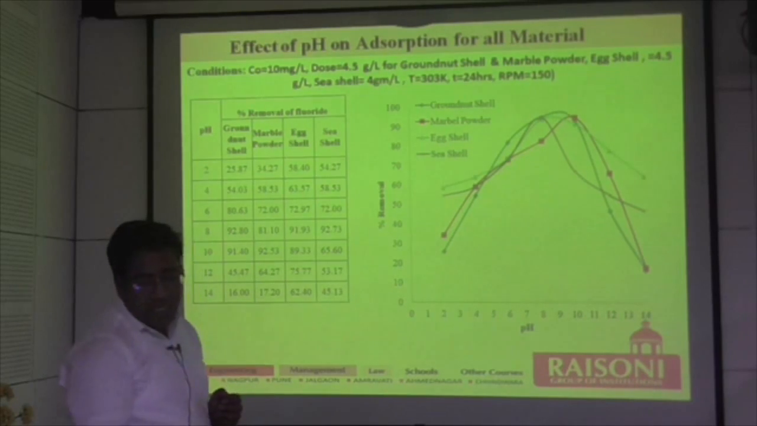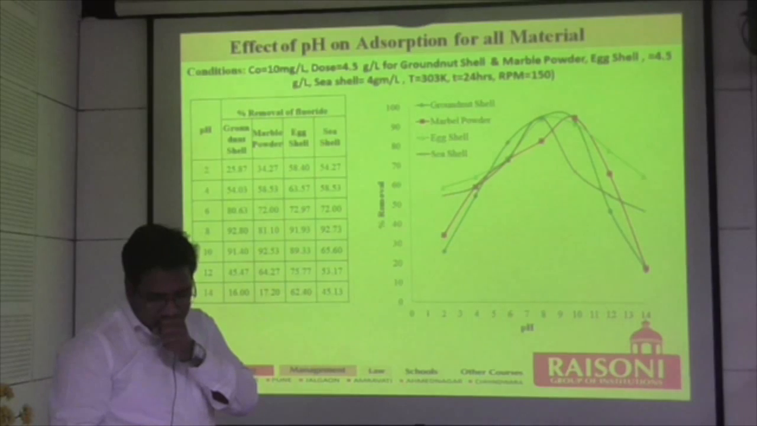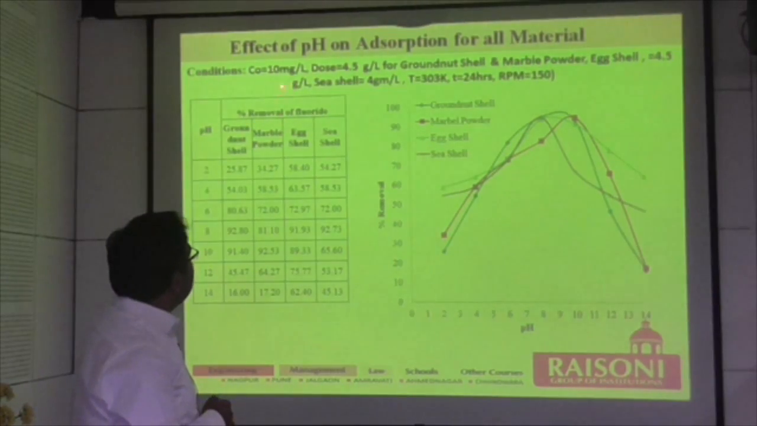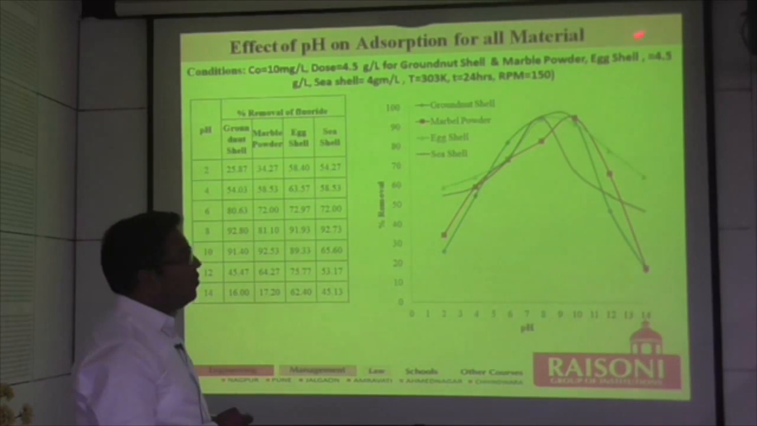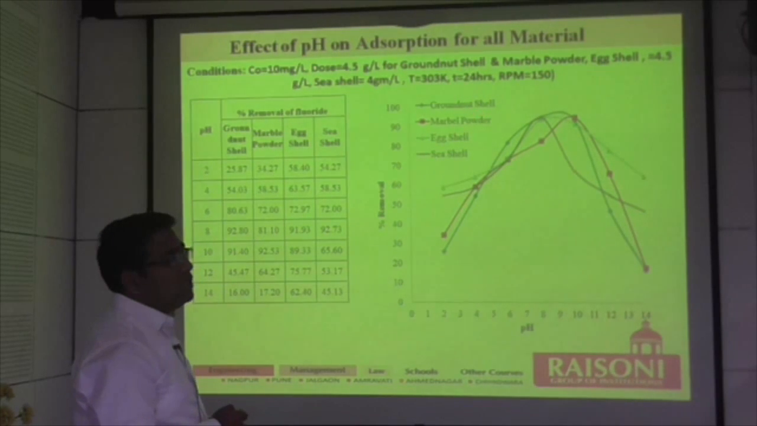Here I am getting the result as follows. The conditions are initial concentration of 10 mg per liter, dose of 4.5 gram per liter for groundnut shell and marble powder. For eggshell it is 4.5, and for seashell it is 4 gram per liter. Temperature is 30 degrees centigrade, room temperature. The contact time is 24 hours, and the agitation speed is 150 rpm.